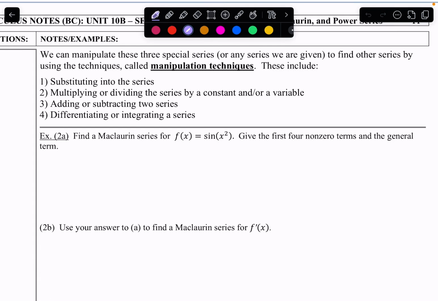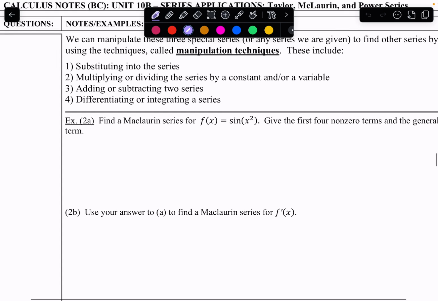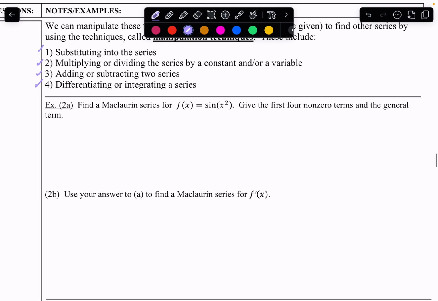We can manipulate those three special series, the e to the x, the sine of x, and the cosine of x, using these manipulation techniques. So we can substitute, we can multiply, divide, we can add and subtract, and we can also differentiate and integrate. So let me show you an example of that.